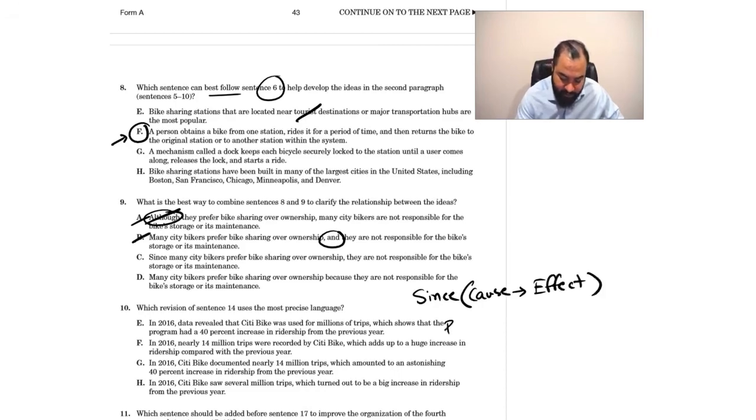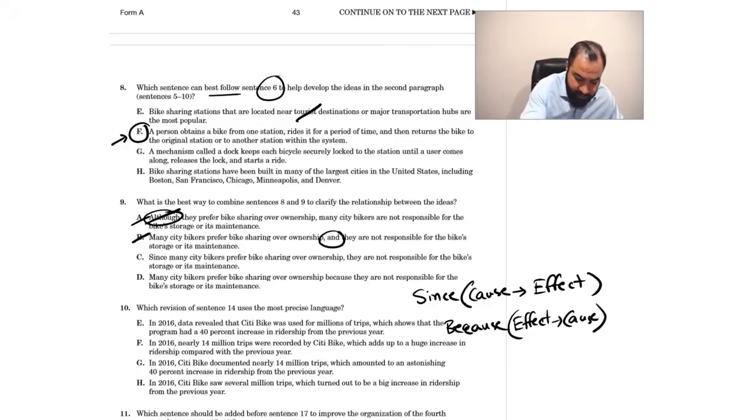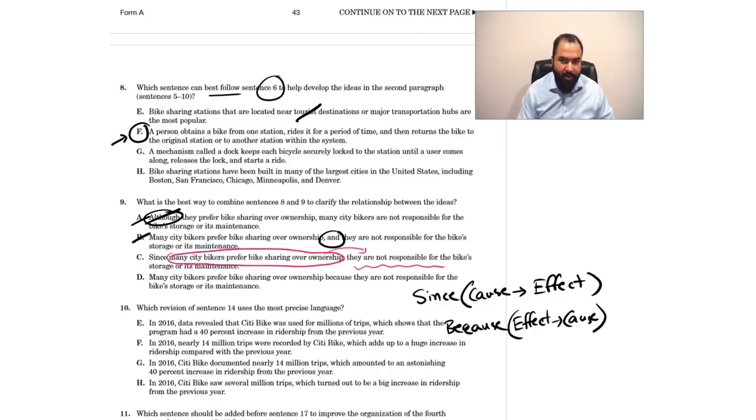Alright, but when you use the word because, we state the effect first and then cause. You're like, what do you mean by that? Right, take a look at it. Here it says, since many city bikers prefer bike sharing. So they're saying this is the cause and this is the result. They're saying since they prefer it, that's why no maintenance. No, it's the other way around, right? Since there is no maintenance, that's why they prefer it.